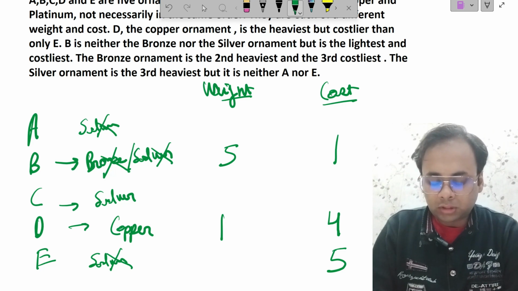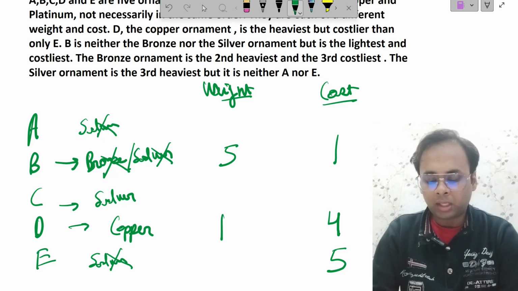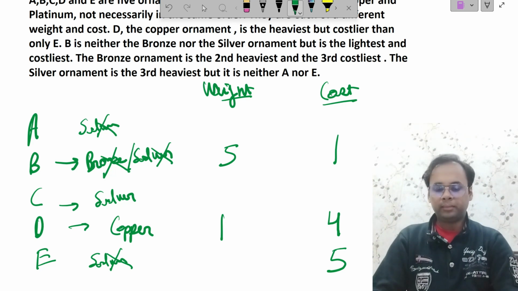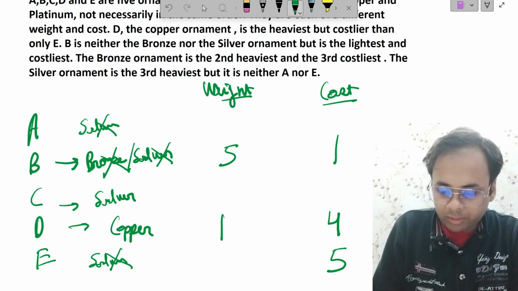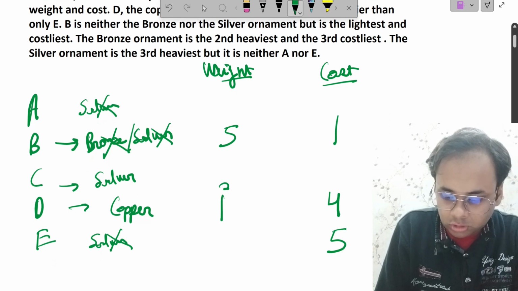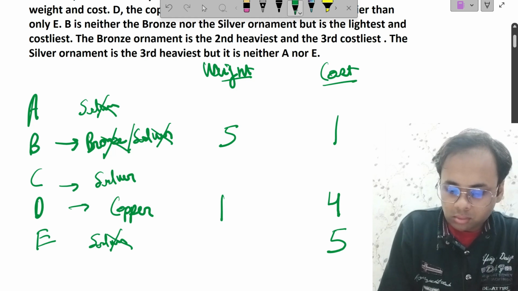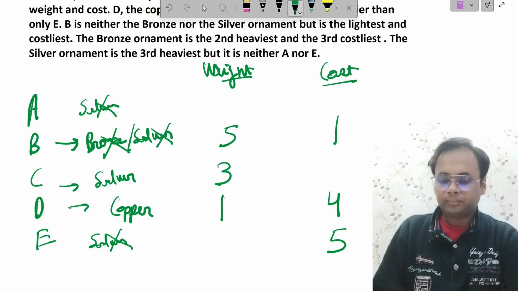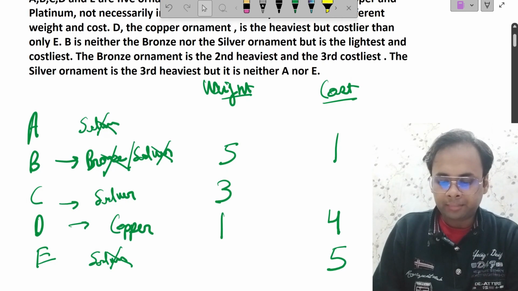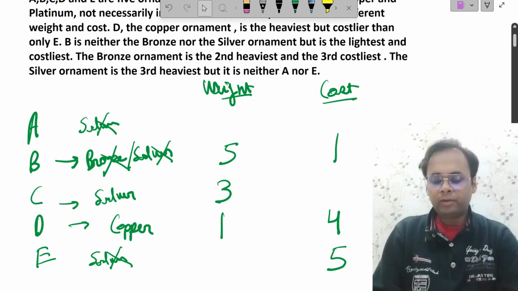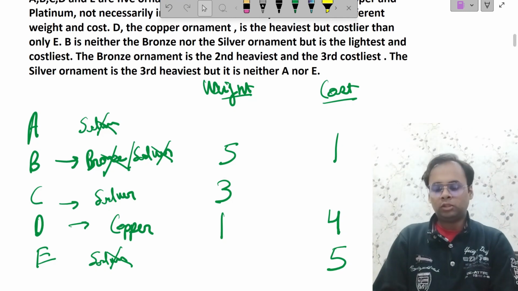Then comes the silver ornament is the third heaviest, but it is neither A nor E. So we have already marked silver as C. Okay. So silver ornament is the third heaviest. So let us mark it 3. Fine. So in terms of weight, we have only two things remaining, which are 2 and 4.